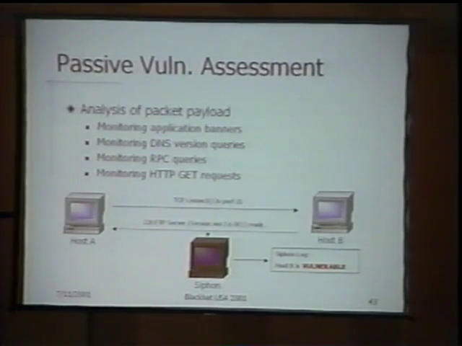This diagram shows a banner check type vulnerability assessment. Host A is connecting to port 21 on host B. Host B responds with its FTP version banner, and our software is in promiscuous mode and listening for that packet, and is able to match up that banner to a database of known vulnerabilities. So our software will tag host B as vulnerable to the WU-FTPD 2.6.0 format string attack.